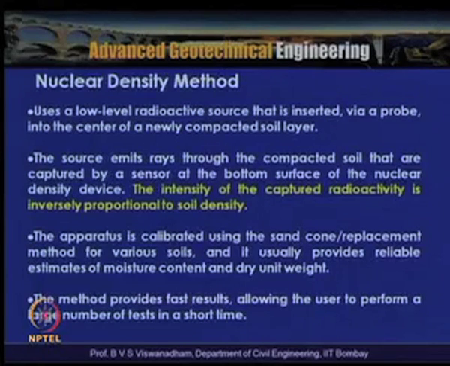The source emits rays through the compacted soil that are captured by a sensor at the bottom surface of the nuclear density device. The intensity of the captured radioactivity is inversely proportional to the soil density. This apparatus is calibrated using the sand cone or sand replacement method for various soils, and it usually provides reliable estimates of moisture content and dry weight. So, this needs to be calibrated by using the conventional method.